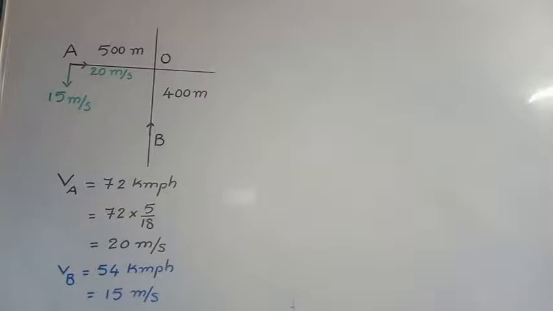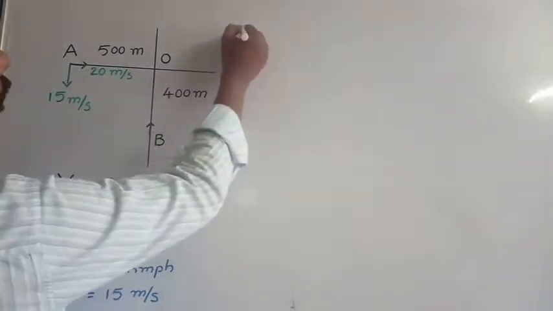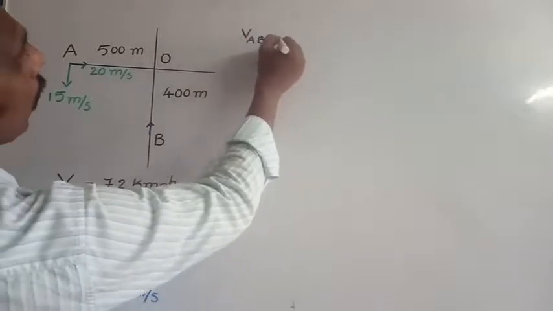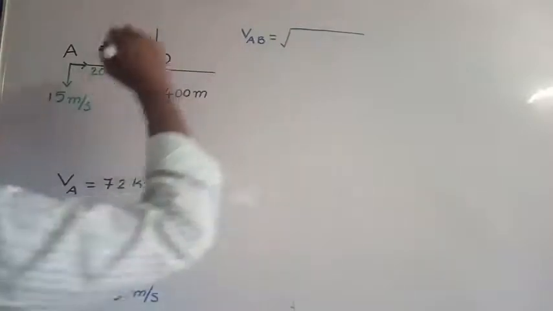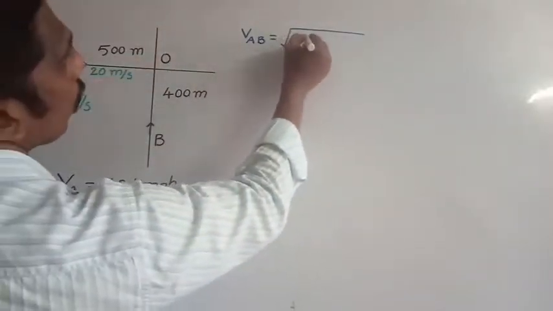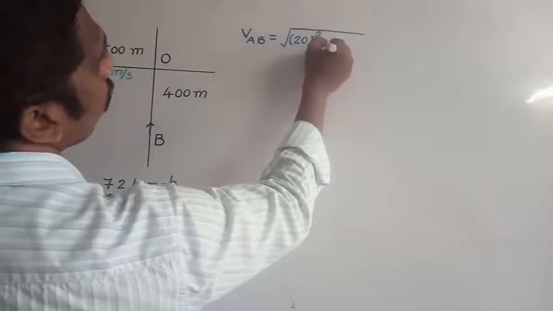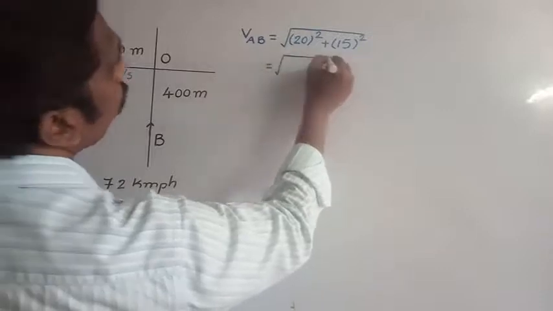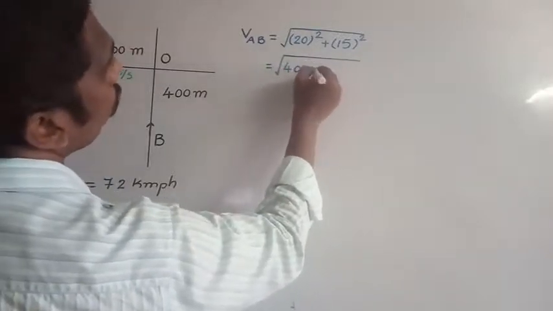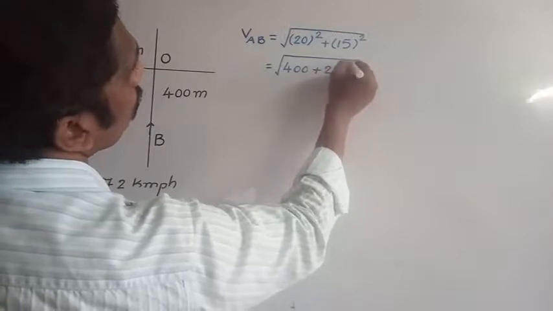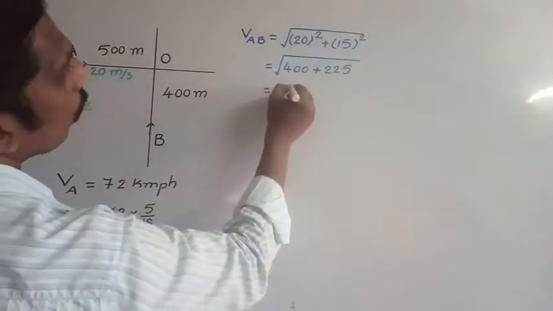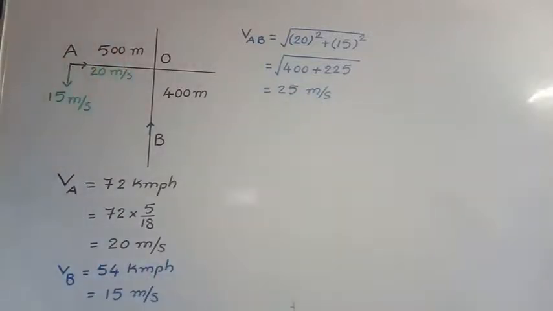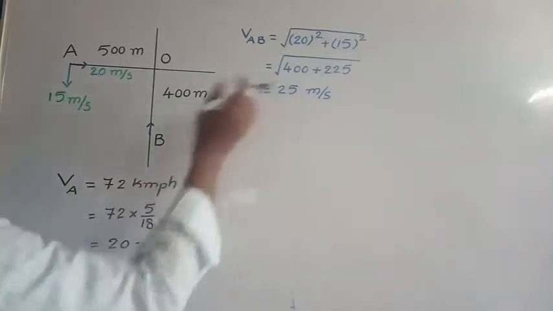So the resultant velocity of A with respect to B is, since the two are perpendicular to each other, the square root of 20 squared plus 15 squared, the velocity of A squared plus the velocity of B squared. That is equal to root over 400 plus 225, which is root over 625. So 625 means 25 meter per second. The resultant velocity VAB is 25 meter per second.